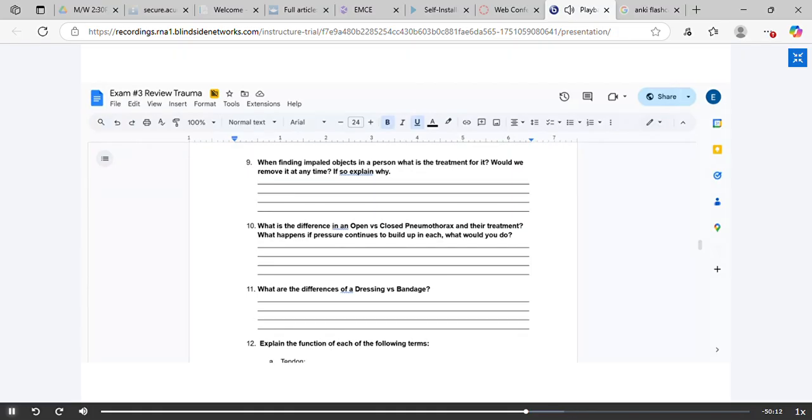When we have an impaled object. Okay, so when we have an impaled object anywhere, then there's only 2 times that we can remove it. And that would be if it's impeding or keeping us from managing a patient's airway, or it's keeping us from doing chest compressions. Okay, if neither of those 2 cases is present, then that object that's stuck in your patient or impaled in your patient, it stays in place, and I'm going to secure it in place.